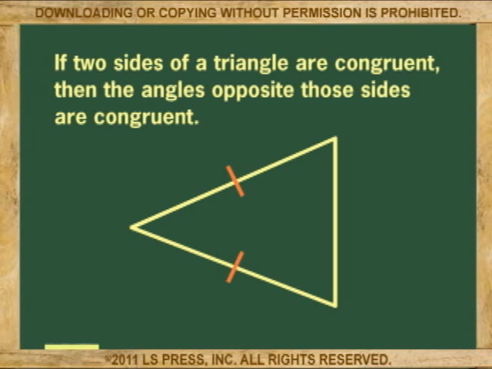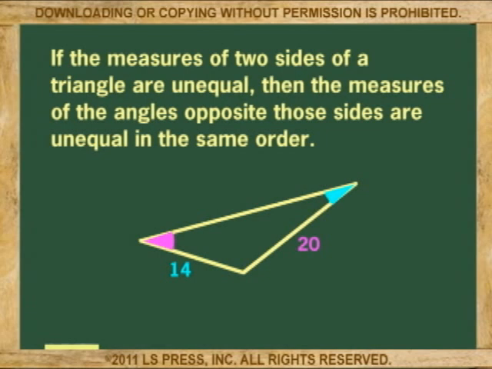If two sides of a triangle are congruent, then the angles opposite those sides are also congruent. If the measures of two sides of a triangle are unequal, then the measures of the angles opposite those sides are unequal in the same order.